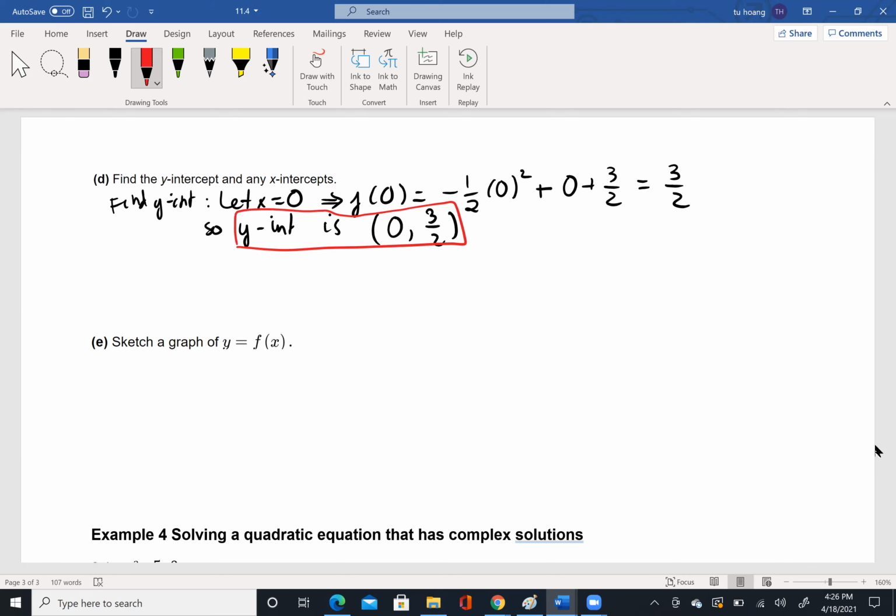So, one question. In order to find the x-intercept, we have to solve f of x equal to 0. So we have negative 1/2 x squared plus x plus 3/2 equal to 0.